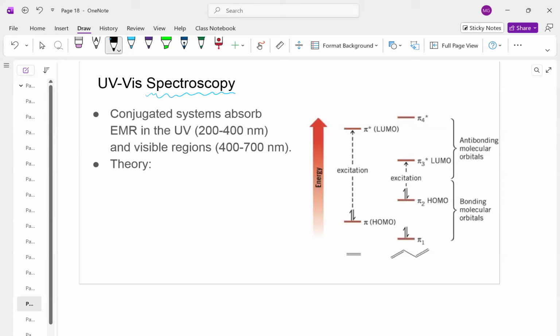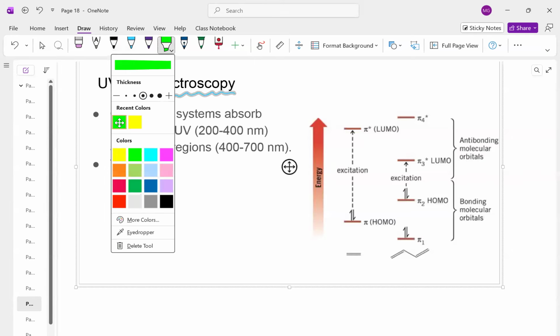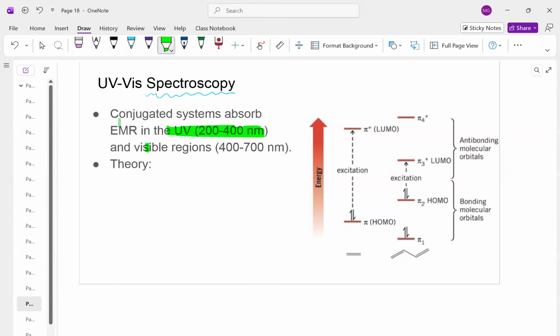The name kind of gives away what portion of the EMR spectrum we're going to use, but we use this a lot to identify conjugated systems because conjugated systems absorb EMR in the UV and visible regions. And here's how this works.